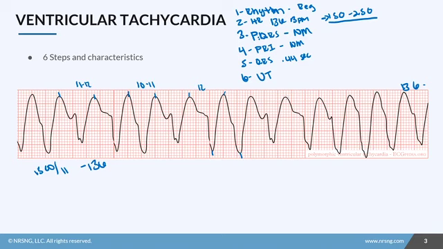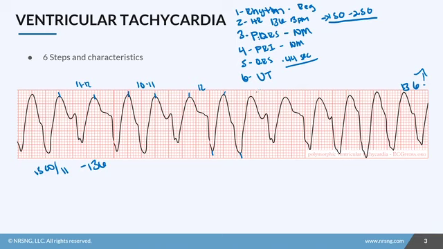So let's recap the characteristics of it. The rhythm can be regular or irregular. The heart rate is usually fast, greater than 150. Again, if we left this alone, trust me, it's going to climb on up there. The P to QRS ratio is not measurable. The PR interval is not measurable. The QRS complex is usually pretty wide, okay?